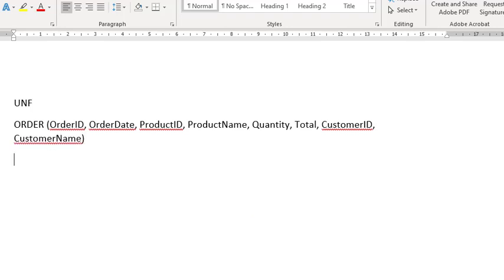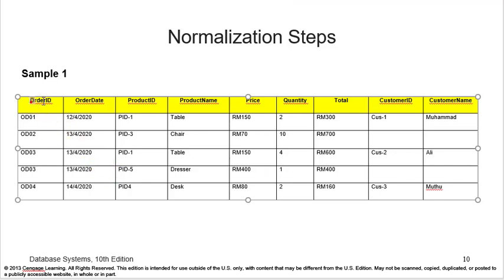Alright, now we go to the first normal form. In the first normal form, we have to separate between single record and also the redundancy of record. This is my tip. Alright, so order ID is a primary key.